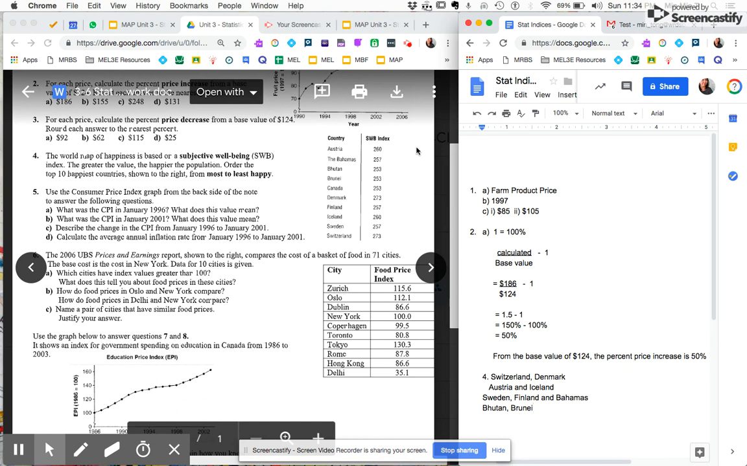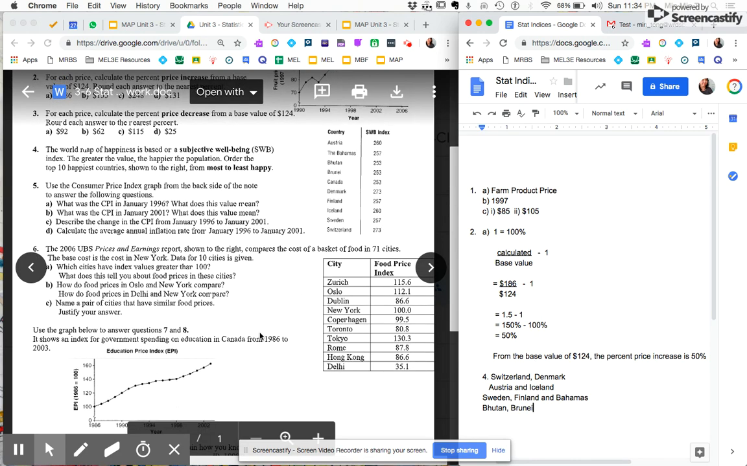All I'm doing is I'm ranking. I can talk about these relative to each other. I can say that Switzerland and Denmark has a higher index than Austria and Iceland. I can reference Bhutan being lower than Sweden, Finland, and Bahamas. And like number 2, we can also do calculations as well.